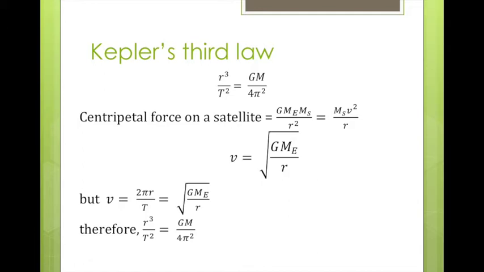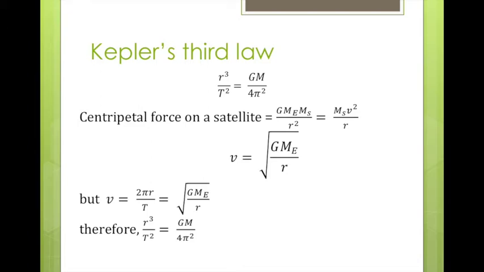The third equation is Kepler's third law. This equation can only be applied in space where objects are orbiting around a planet or a star. It states that the cube of the radius divided by the square of the period equals the universal gravitational constant times the mass of the planet in the center divided by 4 pi squared. Interestingly, we can notice that the mass of the object performing the circular motion is irrelevant in this equation.